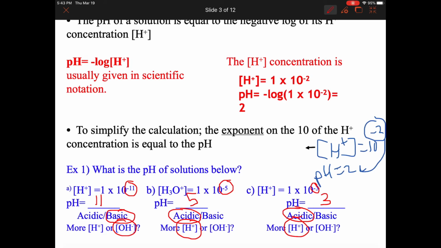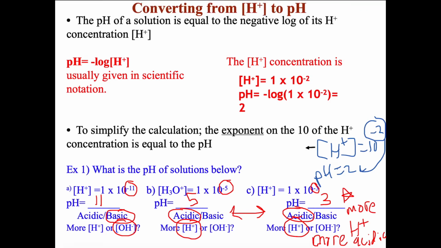What if I were to look at sample B and sample C? Between these two samples right here, which one would have more H plus? If we were showing a video in class, it would say, pause the video now and think. But in reality, this one right here is going to have more H plus because we have a lower pH. We are more acidic. So again, the lower the pH, the more acidic, the higher the pH, the more basic.